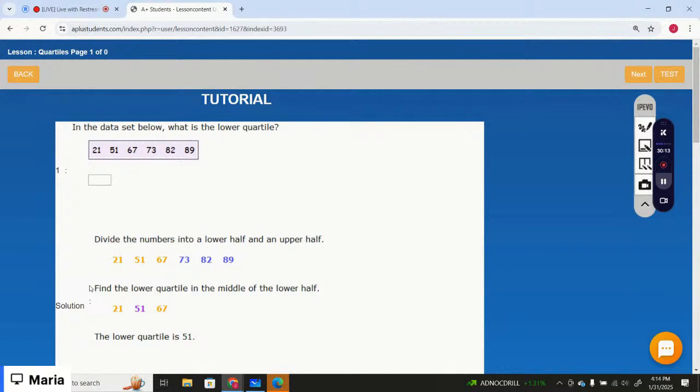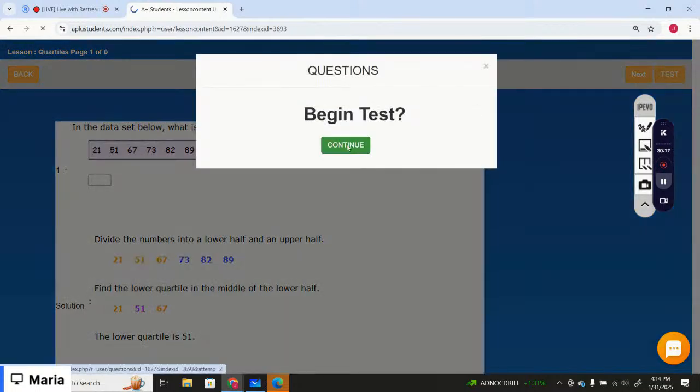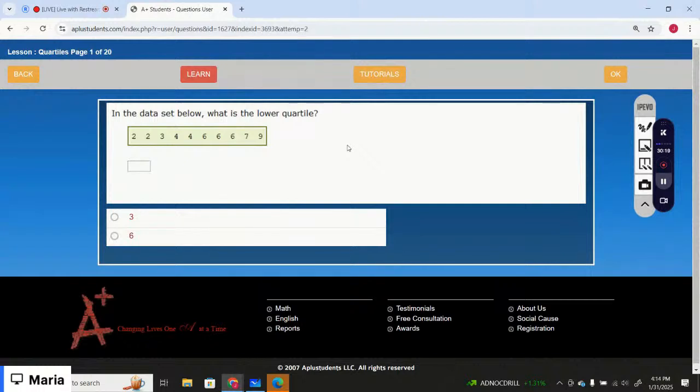Okay, let's just start with the test questions. In the data set below, what is the lower quartile? So the data is already arranged from least to greatest. You just have to find the lower quartile. They are 1, 2, 3, 4, 5, 6, 7, 8, 9, 10, 10 numbers.